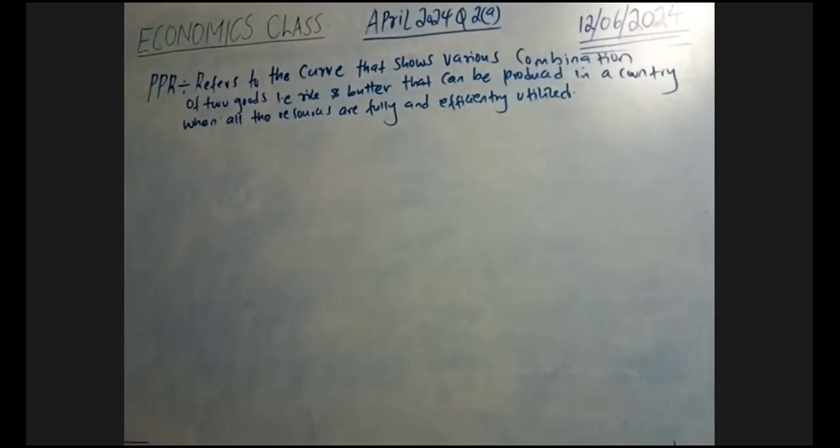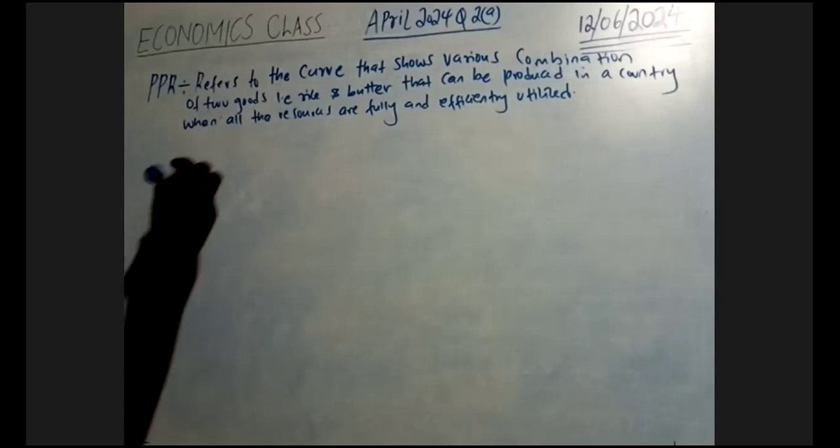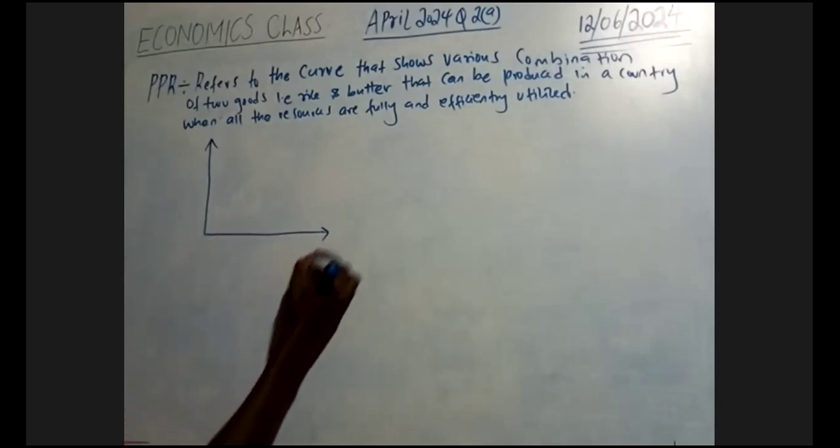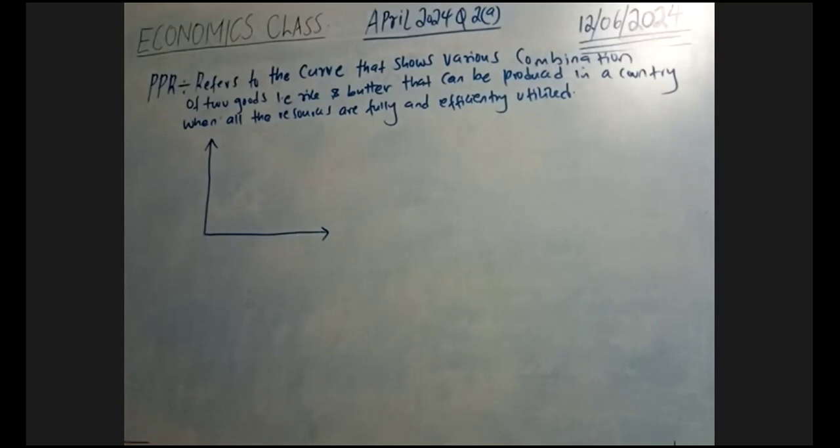Then you draw our PPC. If you have time, you can draw the table, and then from the table you draw the PPC. But if you don't have time, just go direct and draw a normal curve. If you have time, you start with the schedule. Then you show the number of rice as it increases, and the number of butter, then the opportunity cost of additional rice.